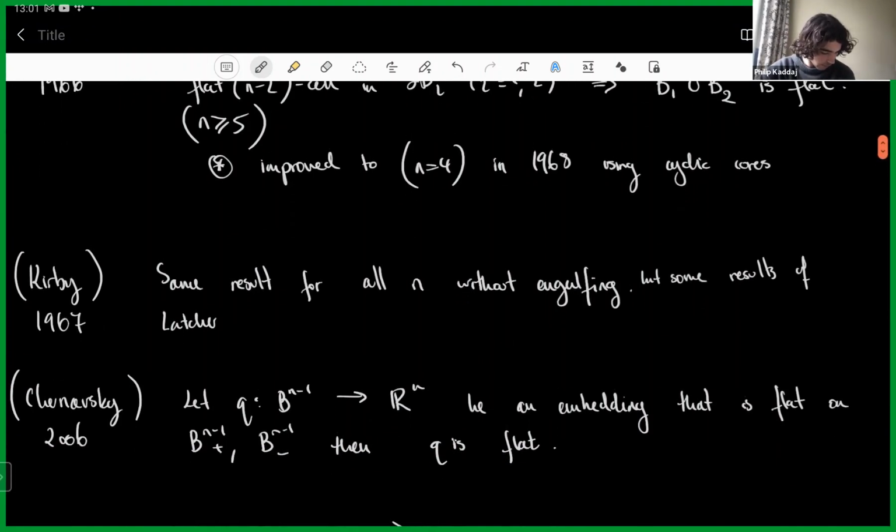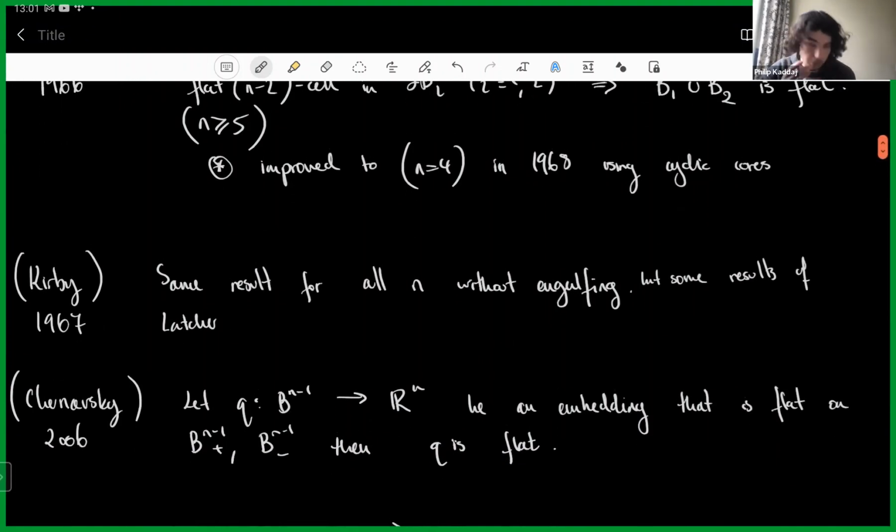And then in 2006, a new paper was published, which stated the following theorem: if we have an embedding Q of an n-1 ball into Rn, that restricts to be flat on both semidisks, so by semidisc, I mean the intersection of the ball with the upper half plane or lower half plane in Rn, then Q is flat.